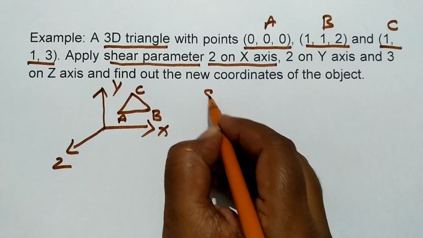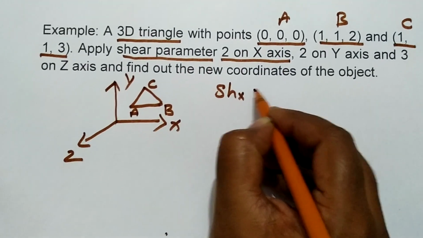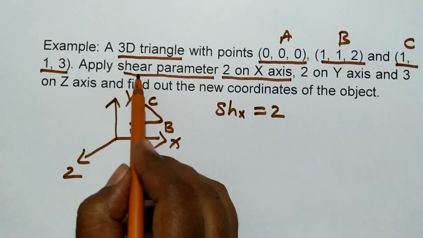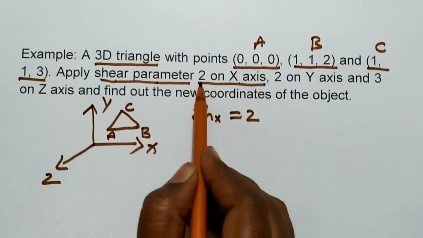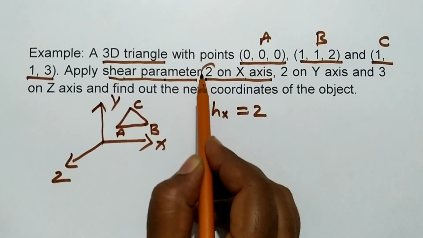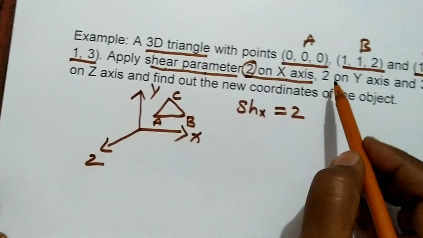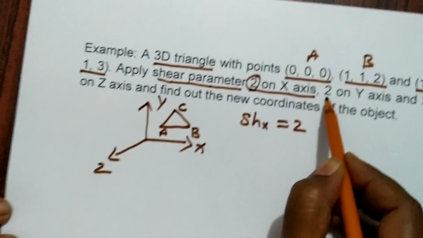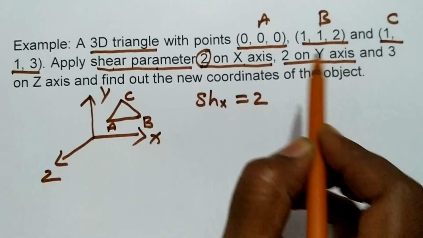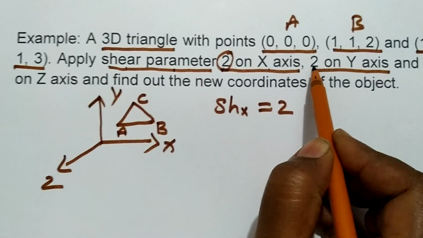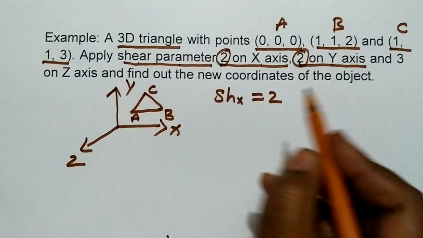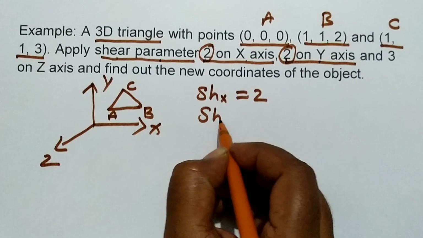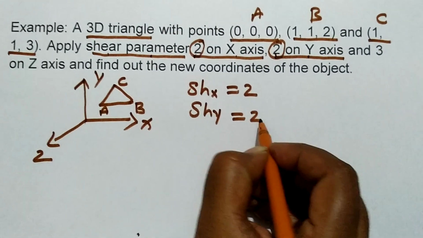That is, they have given SHX is equal to 2. That is, we need to change the size of an object along x-axis. How much size we need to change? With the value 2. Similarly, they have given in the question 2 on y-axis. That is, you need to change the size of an object along y-axis with the value 2. So, this 2 we will take as SHY. SHY is equal to 2.